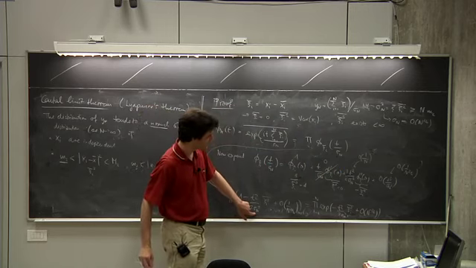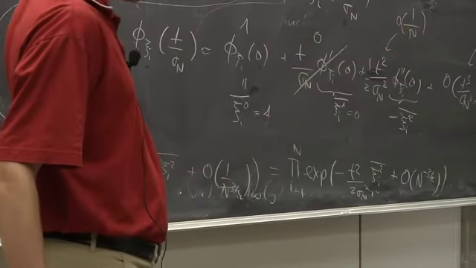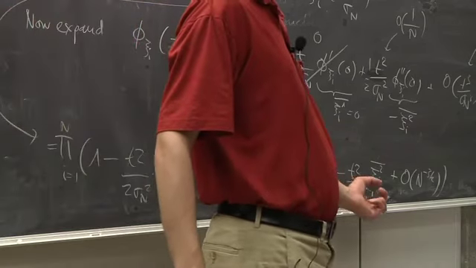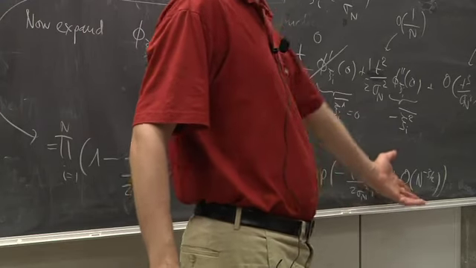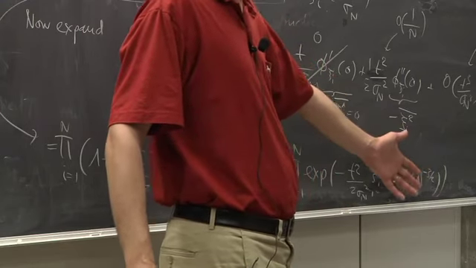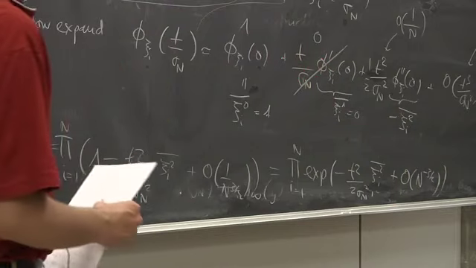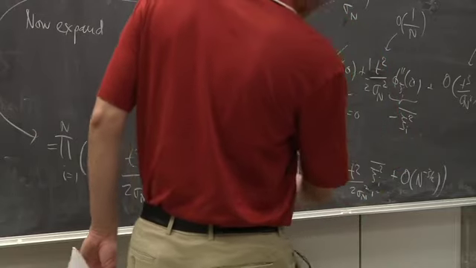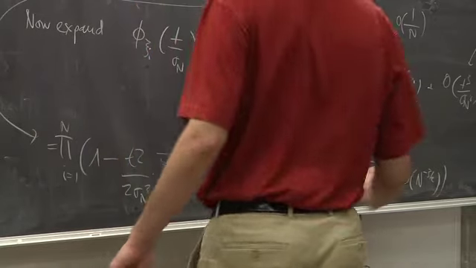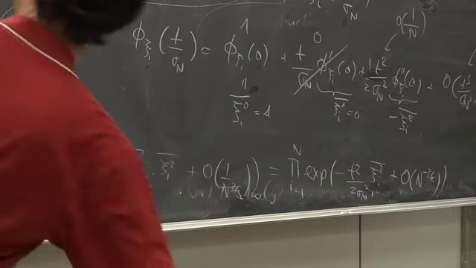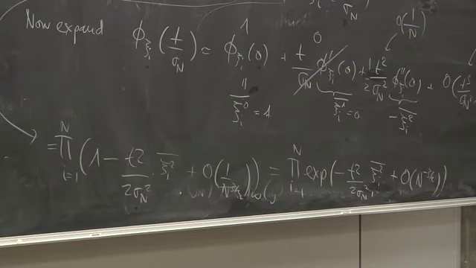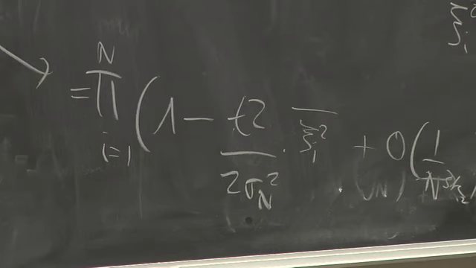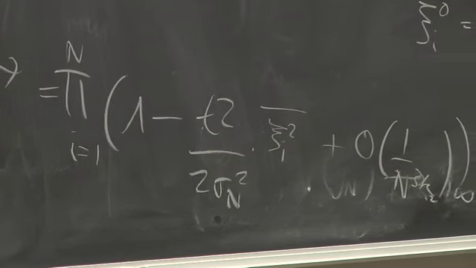Because this is already very small, now this is of order 1 over n, I can write 1 minus something small as exponential of minus this small thing plus the same order of corrections, right? And now let's do this product, right? So the product is exponential of a sum. Now I go over here.